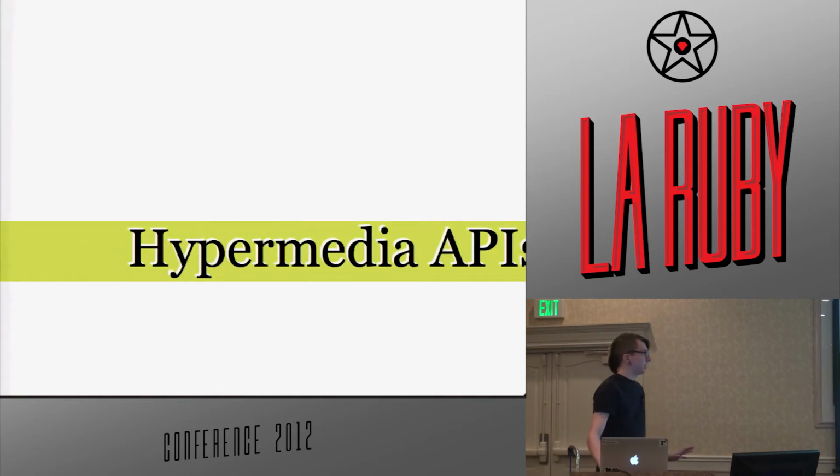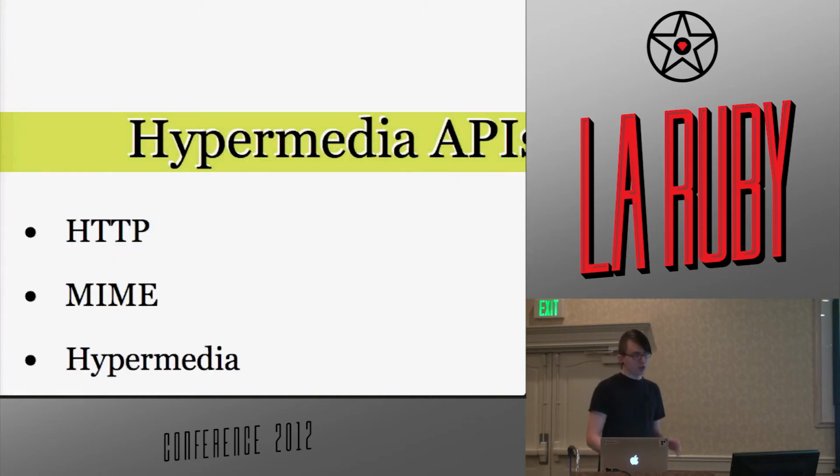So, Hypermedia APIs. Now that we've got APIs down, let's talk a little bit about what a Hypermedia API looks like. A Hypermedia API consists of three things: HTTP, MIME, and specifically Hypermedia MIME types.